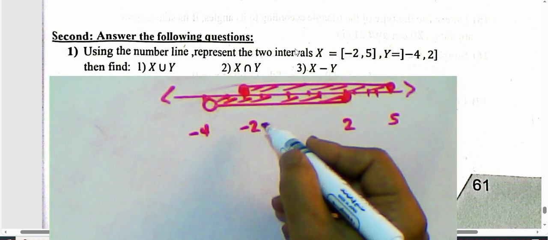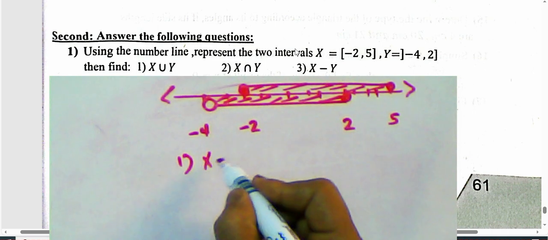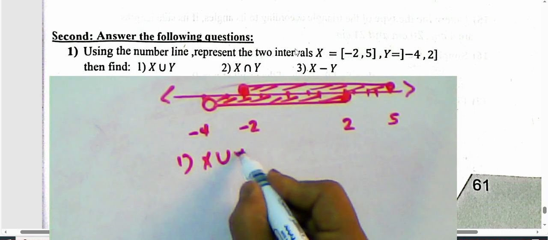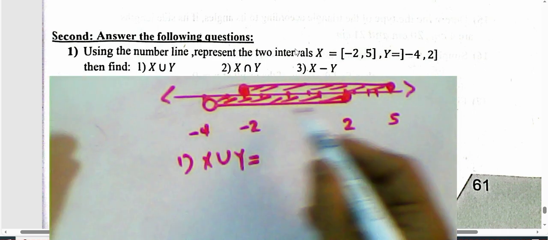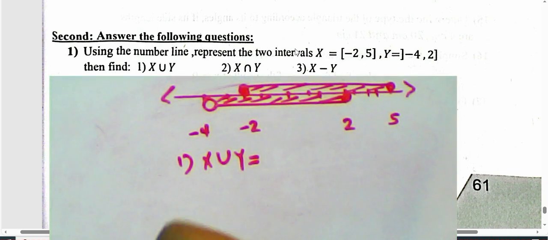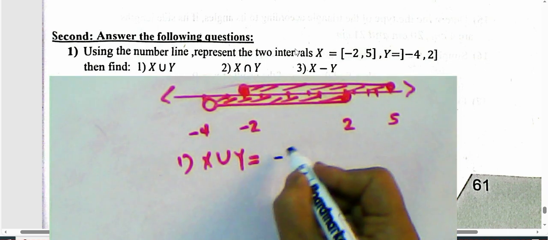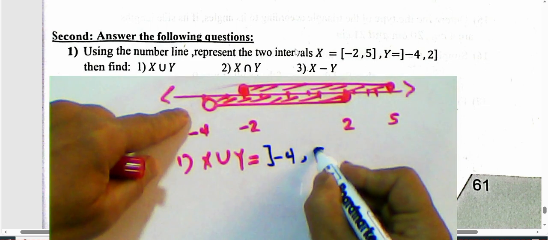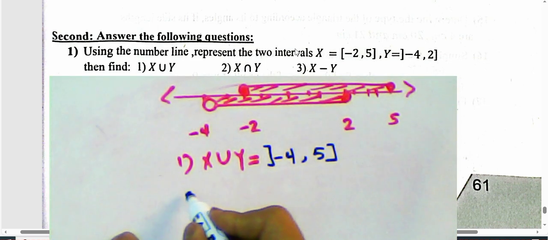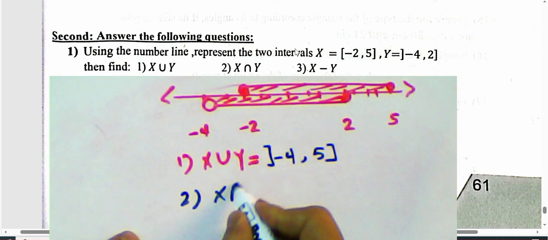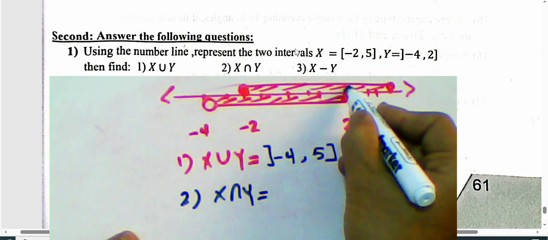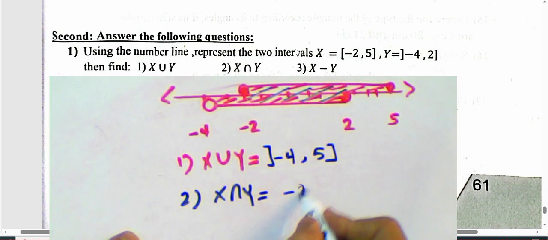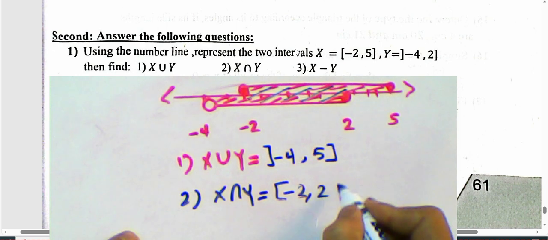He wants to find number 1, x union y. Union means all elements from the left-hand side to the right-hand side: from negative 4 open to 5 closed. Number 2, x intersection y, the intersection between them, is from negative 2 closed to 2 closed.